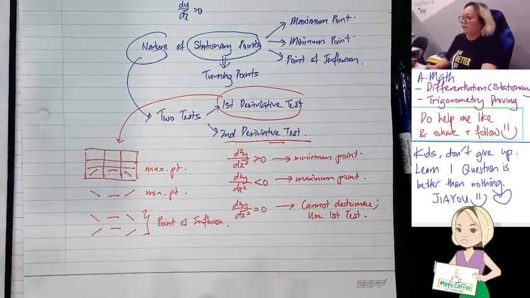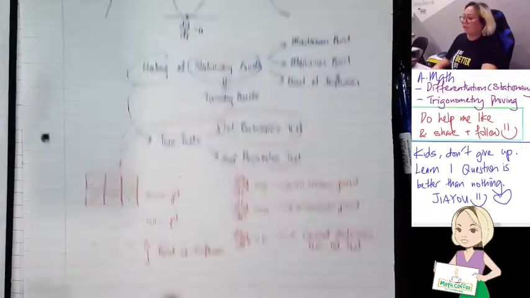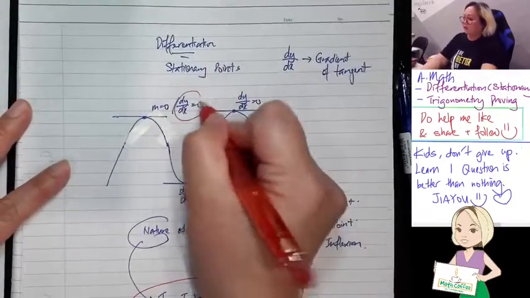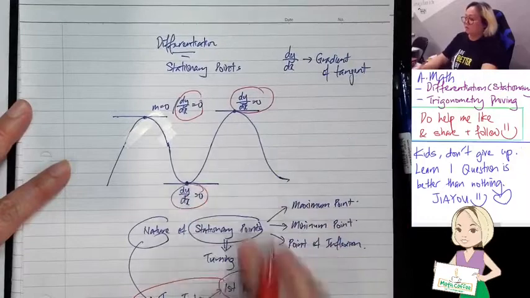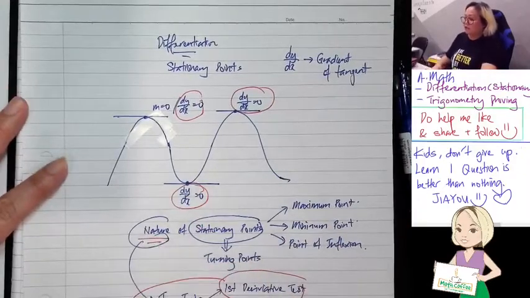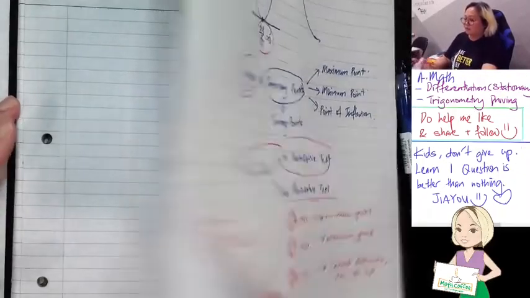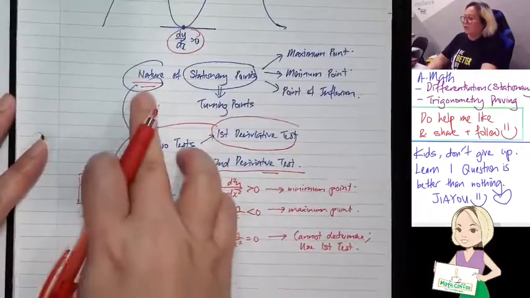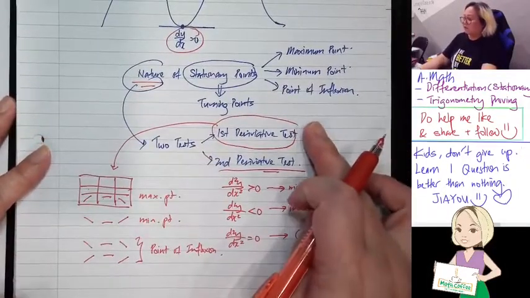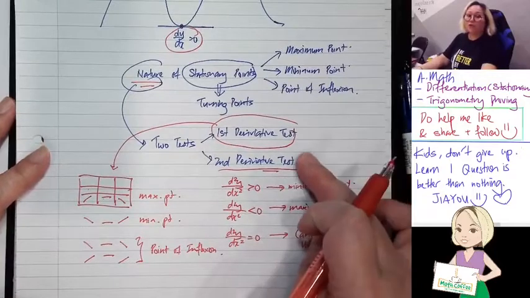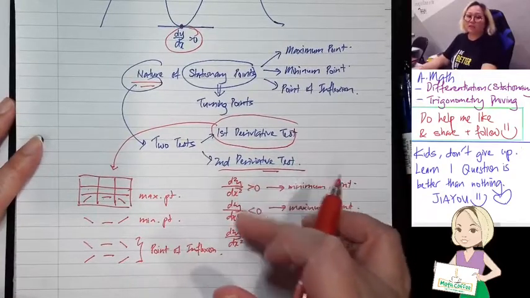So basically stationary points are just like that. The main thing is dy/dx equals 0, and for finding the nature, you have the first derivative test or the second derivative test. Usually I use the second derivative test because it's easier.